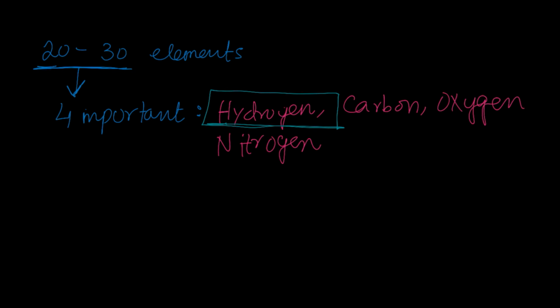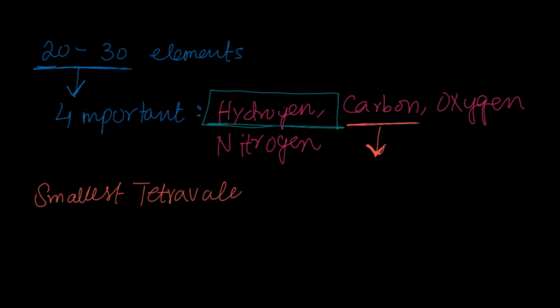Now we need to study two properties that make carbon unique from all these elements. The first property is that it is the smallest tetravalent element. It is small because it has a very small atomic radius. It is small and it is tetravalent.